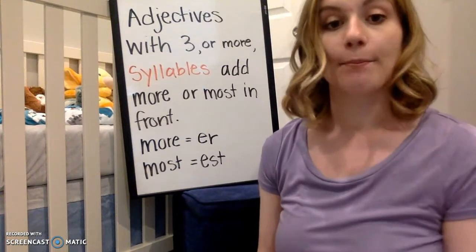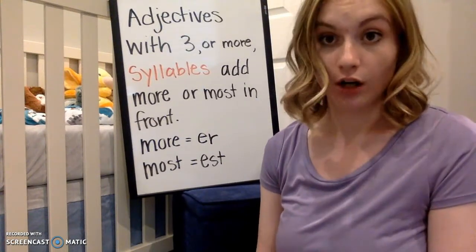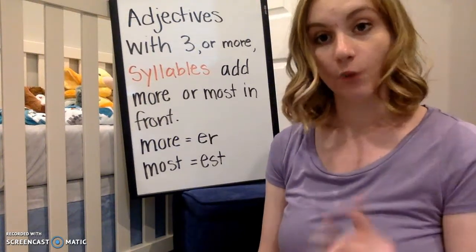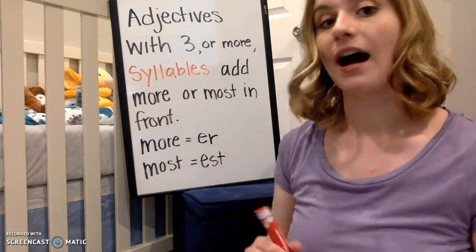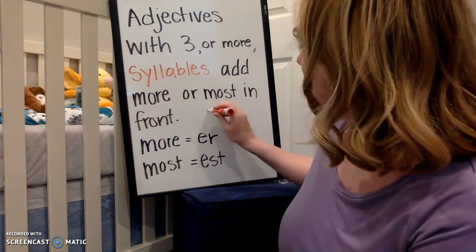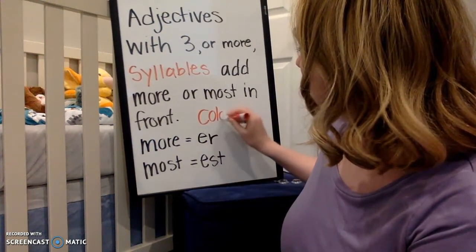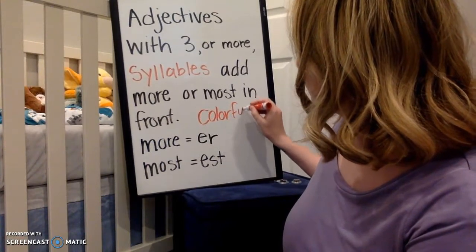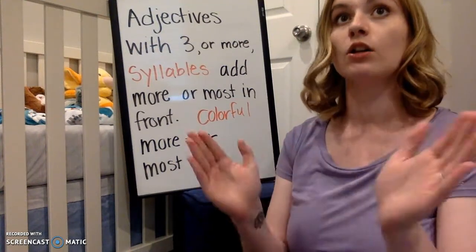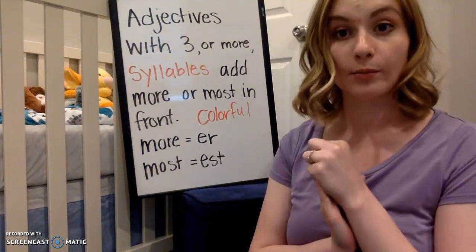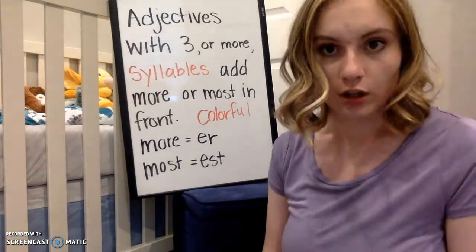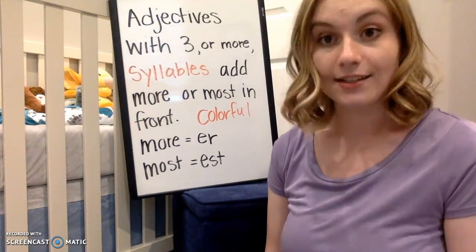it. You add more if you would have added ER. You add most if you would have added EST. For example, if I have the adjective colorful, colorful has 3 or more syllables, so there's 3 syllables in there. I'm not going to say that something is colorfuler or something is colorfulest.